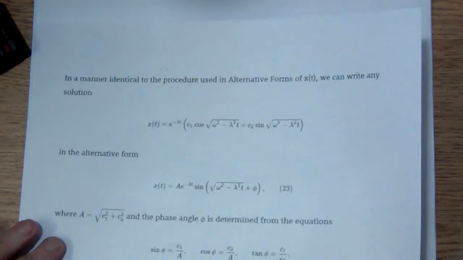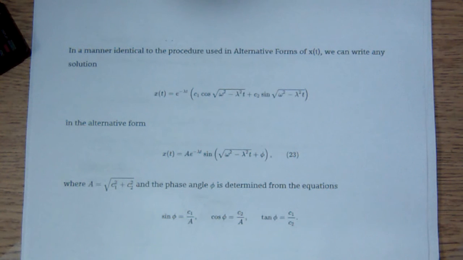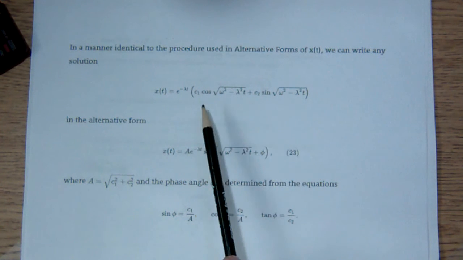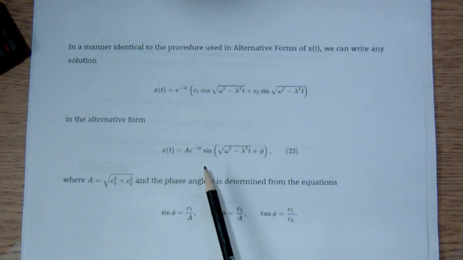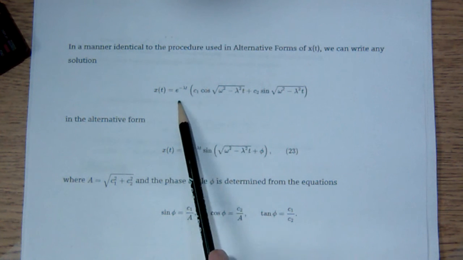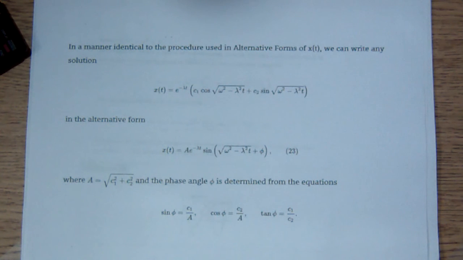Now, as before, and we're going to do this again, when you have something that looks like this, we can move this to an alternative form, where we have an amplitude, and we change the sum of the trigonometric sines and cosines to either a sine or a cosine. But then we will still have e to the minus lambda t there, and these are the equations we used before, and we'll look at an example of this in just a bit.